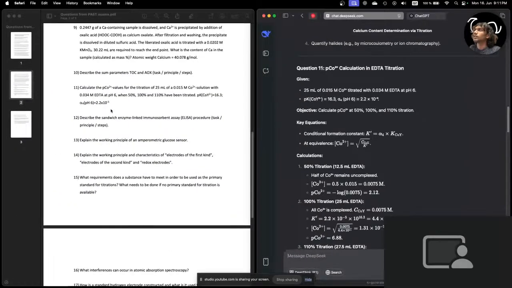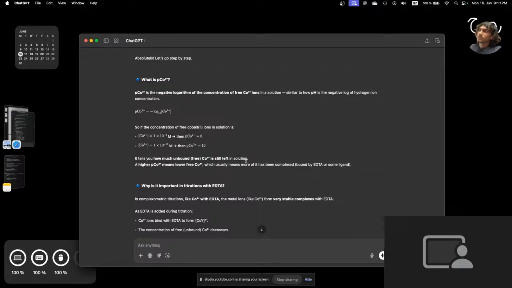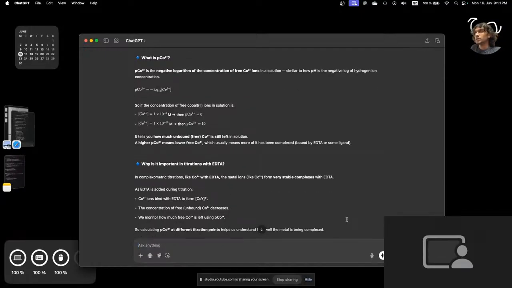So what is the value of pCo2+? Oh, we have to find the value, okay. Why is it important in complexometric titration with EDTA? For stable complexes with EDTA, EDTA is added during titration to Co2+, and the concentration of free unbound Co2+ decreases.